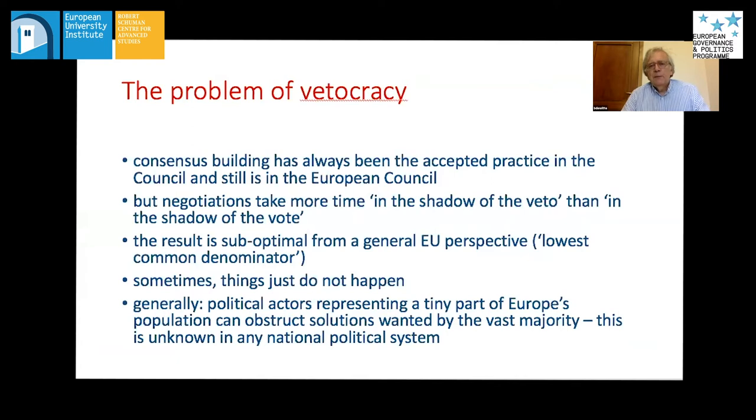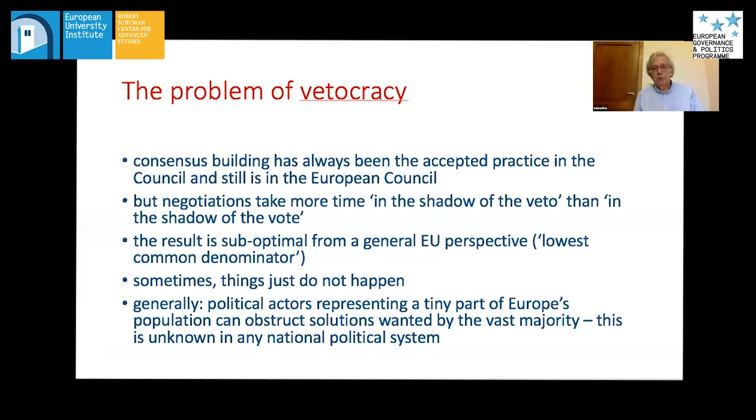Now, we know that consensus building has always been the practice in the Council and in the European Council. But there's a big difference in this consensus building mechanism between cases where the negotiations take place in the shadow of the vote, when there is the possibility of a majority vote at the end of the day, and when negotiations take place in the shadow of the veto, when every country can object to the result. So the result of the veto power is that if there is a solution in the end, it's suboptimal from a general EU perspective, the lowest common denominator. Sometimes things just do not happen.